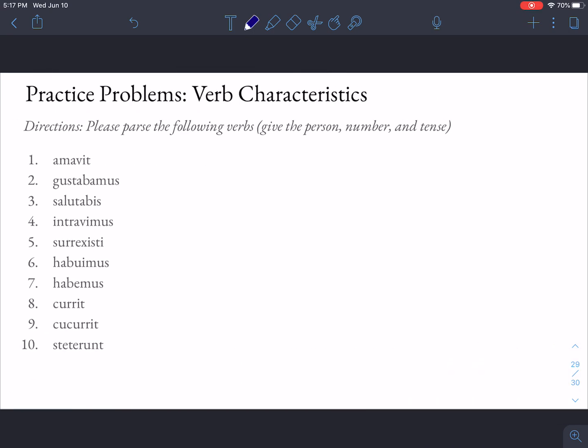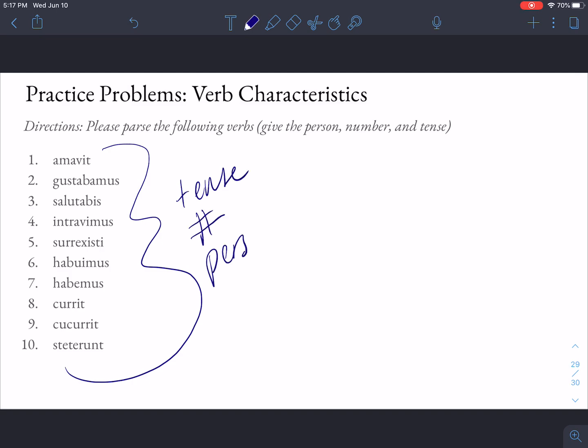So that's it for the verb review. Now, what I'd like you to do for homework tonight is to do the practice problems. For this part, I want you to parse these 10. Give me the tense, number, and person of these. Just by looking at the ending, you can figure it out.